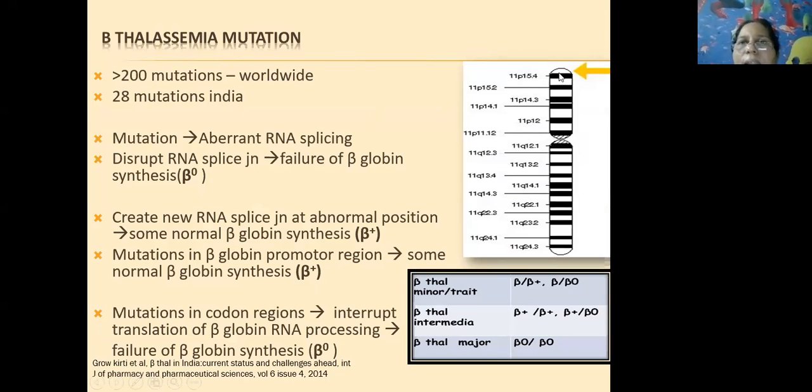This chromosome 11, short arm or long arm? Short arm. Okay. 28 mutations are found in India.